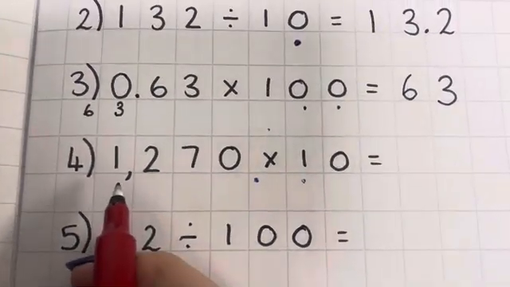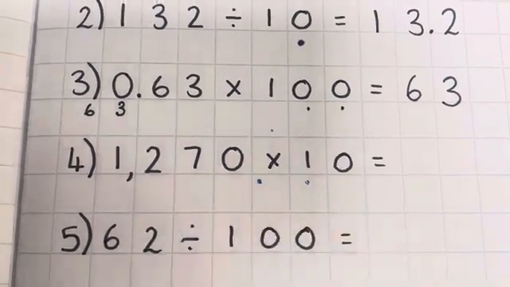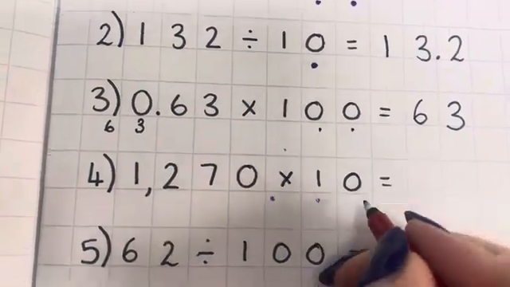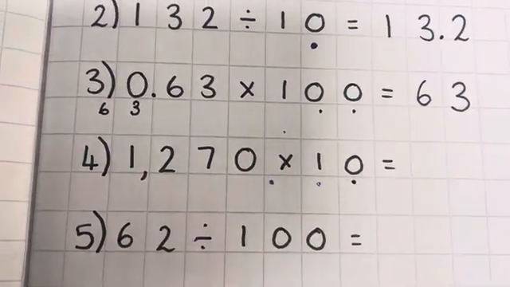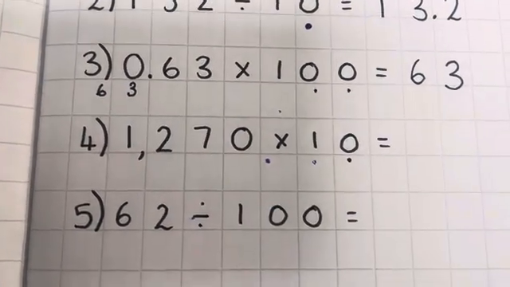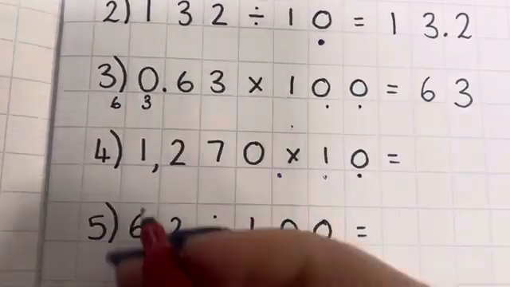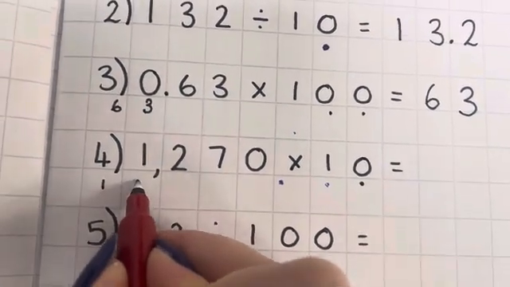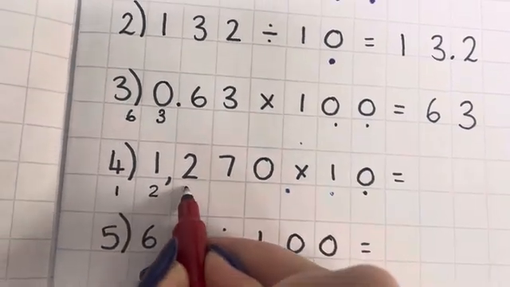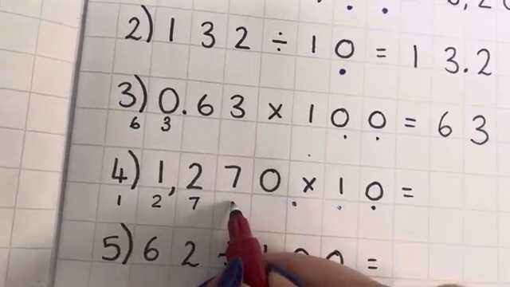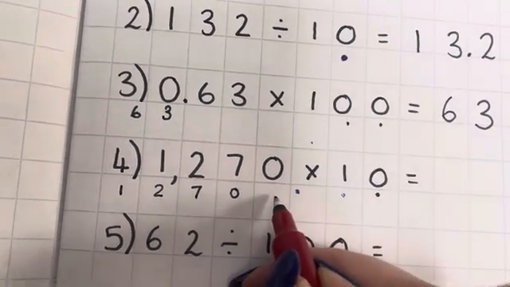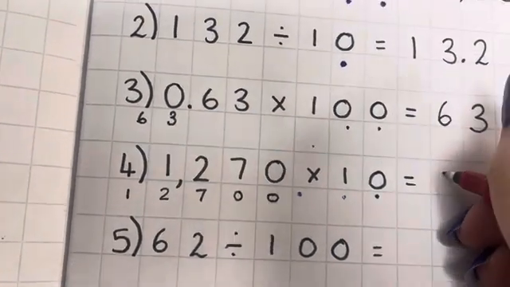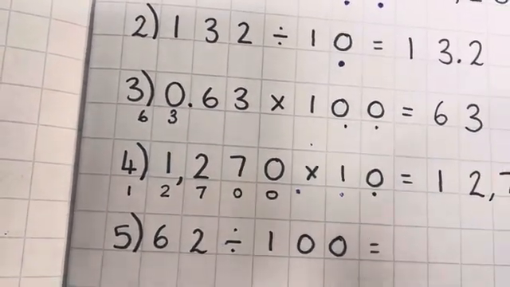For this question, 1,270 multiplied by 10. Again, we're multiplying, so we're moving to the left. By 10, so we're moving one place. I think which columns my numbers will end up in. They will all shift across, so my thousands column will go to my tens of thousands. My 2 will go to my thousands column. My 7 will go to my hundreds column. My 0 will go to my tens column. And I have no ones, therefore I put a placeholder, giving me the answer 12,700.